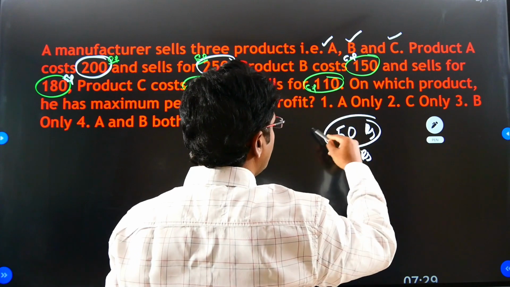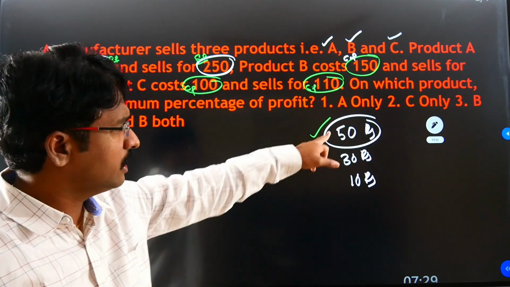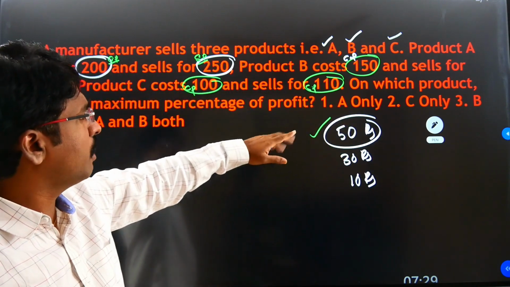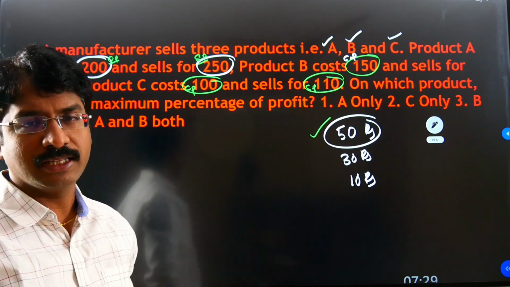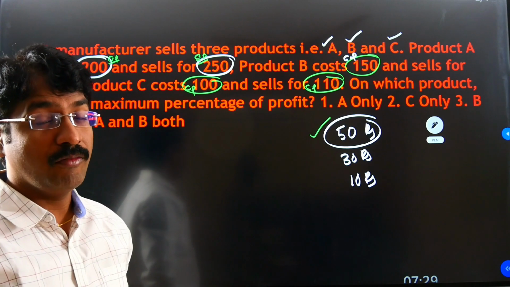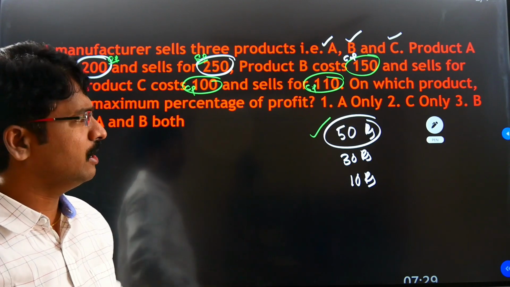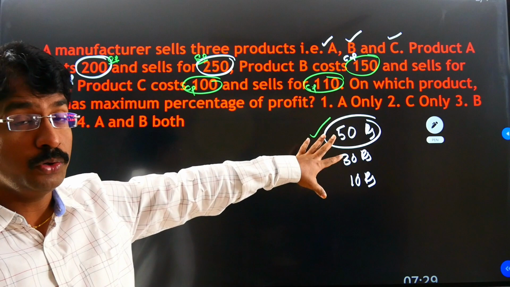But seeing this, it is not always the correct answer. Your thinking may be that 50 rupees is the maximum profit he got, so maybe you think like that. Here it may be correct, but sometimes it is a different method, so don't do it like that.